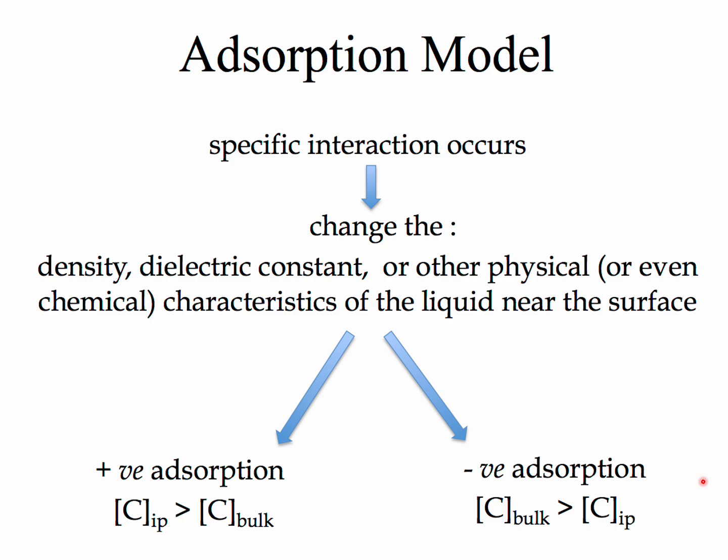In contrast, negative adsorption occurs when fewer molecules are present at the surface. In this case, the concentration in the bulk is higher than the concentration of the liquid at the interface. This suggests that the molecules are repelled from the surface. Okay, in summary, the interactions at the interface can either attract or repel molecules, leading to different concentration distributions and different adsorption behavior.